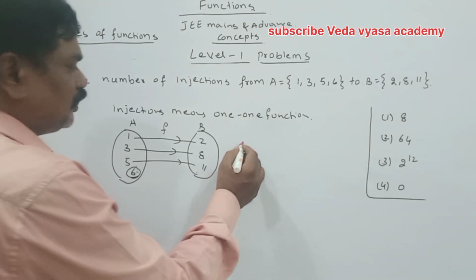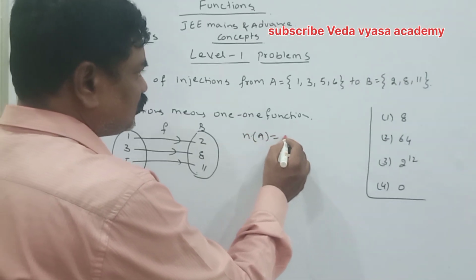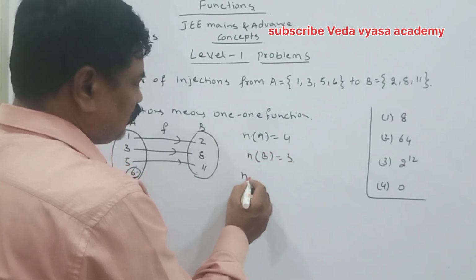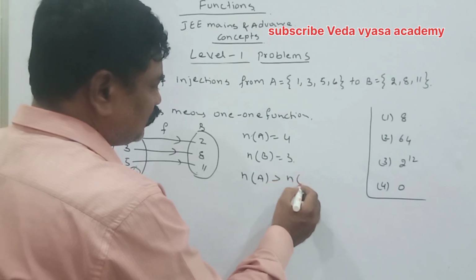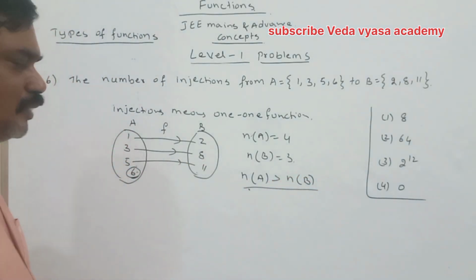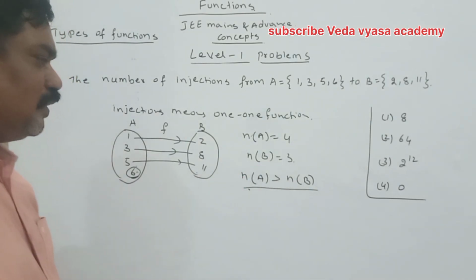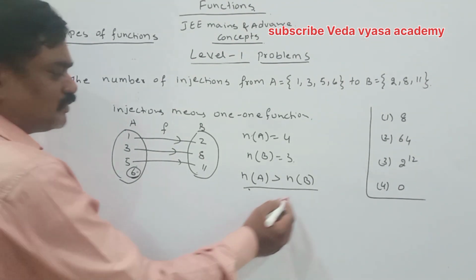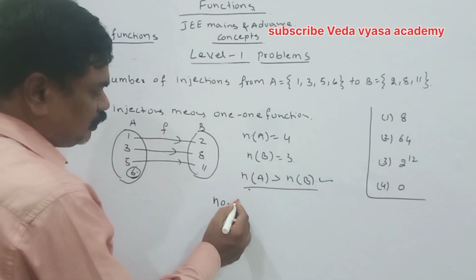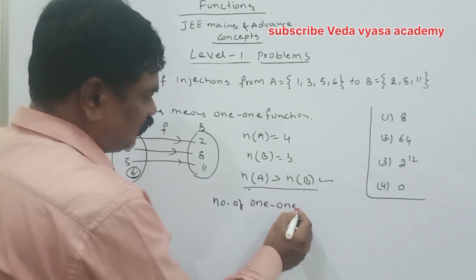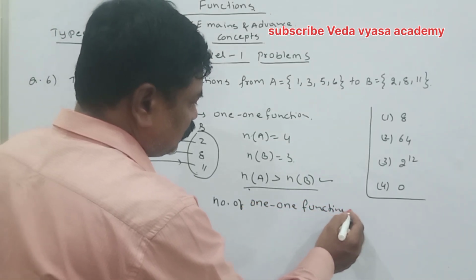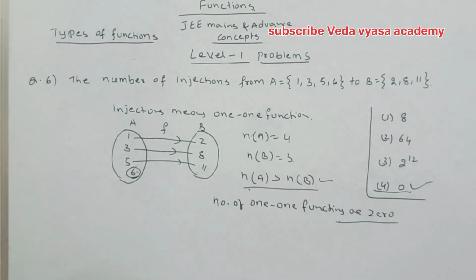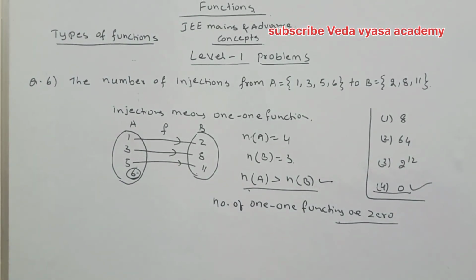So here number of A is equal to 4, number of B is equal to 3. Number of A is greater than number of B. So we can't define a one-one function. So that's why the number of one-one functions is 0. So option 4 is the answer. Okay, all of you. That's all.